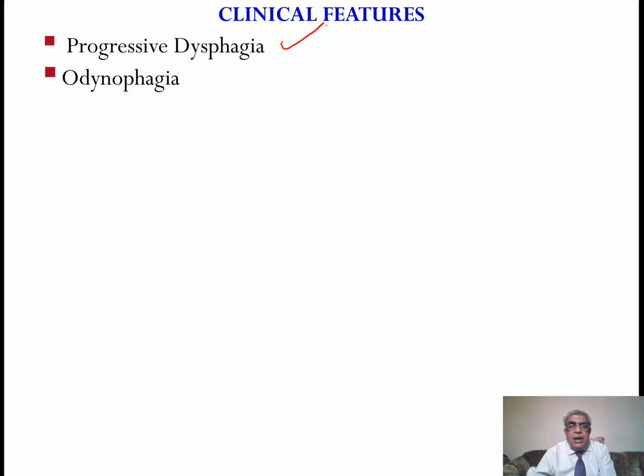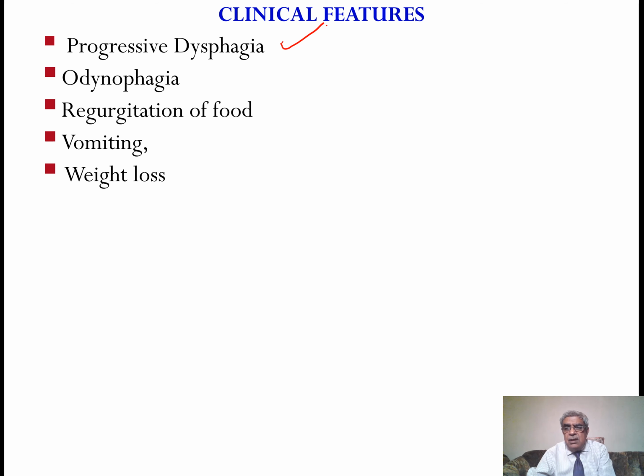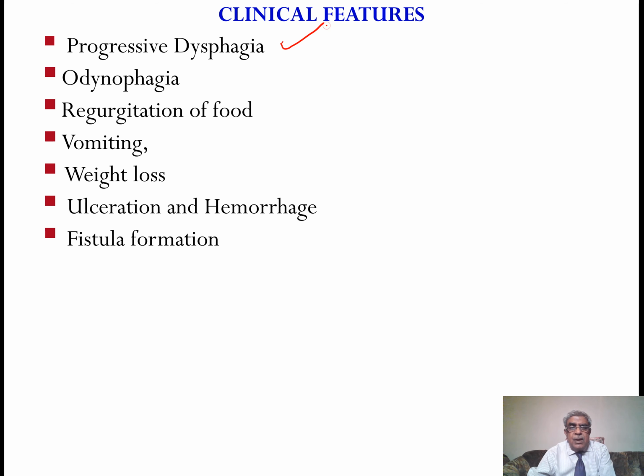Odynophagia or painful swallowing, regurgitation of the food. Food does not pass through the esophagus, so it's going to be regurgitated. Vomiting, weight loss, because absorption of the food is not there, so one is bound to lose weight. Ulceration and hemorrhage. Fistula formation, well, by direct extension, tracheoesophageal fistula formation takes place.